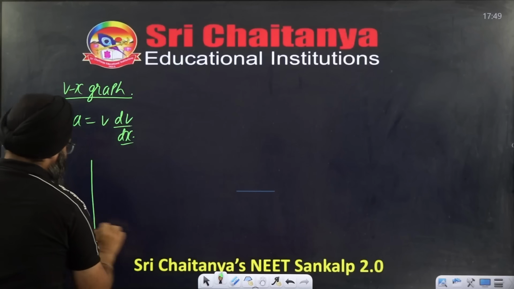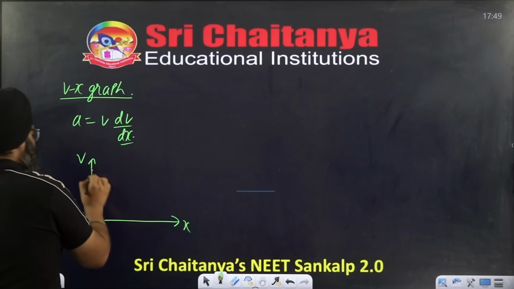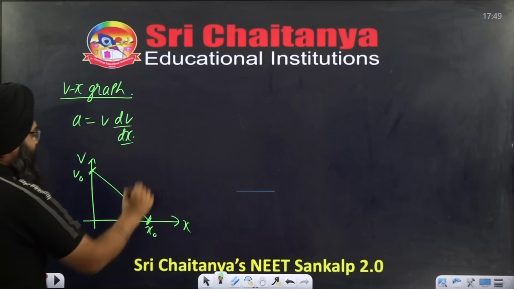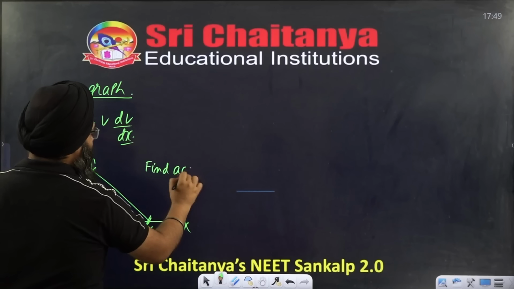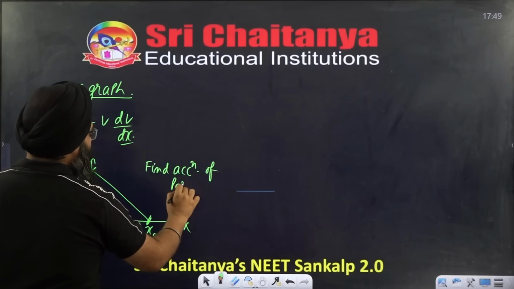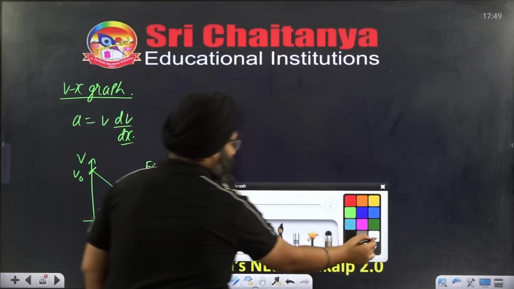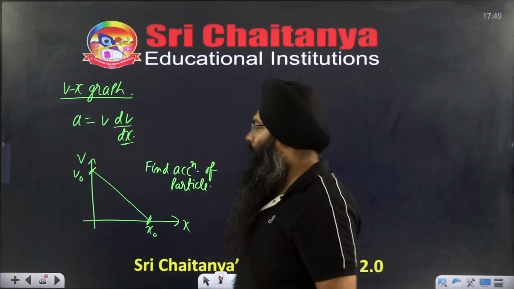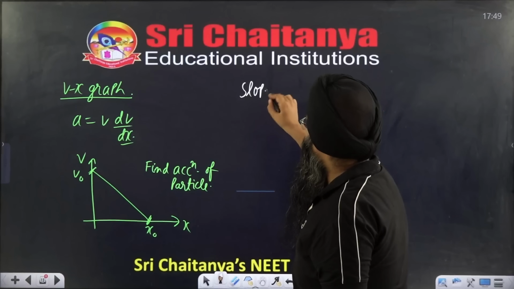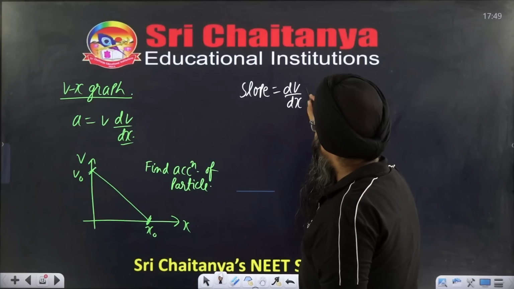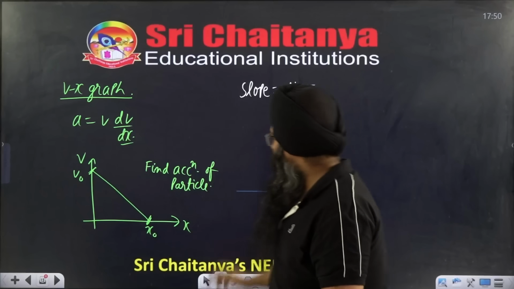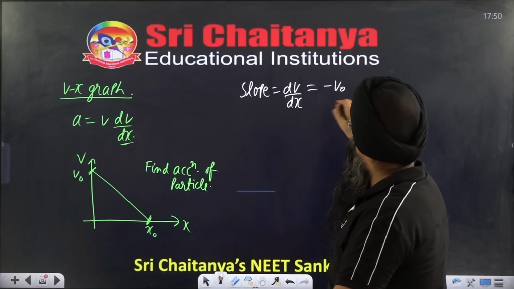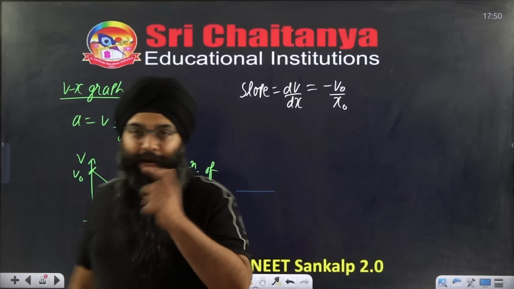Now suppose I give you a graph of v versus x, where this is x naught and this is v naught. They will ask you to find the acceleration of the particle from this graph. From the Vx graph you can calculate the slope. The slope is nothing but dv by dx, and when I calculate it, I get minus v naught divided by x naught. This will be the slope, minus v naught by x naught.